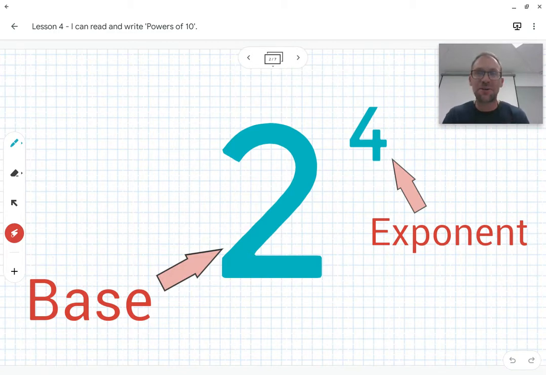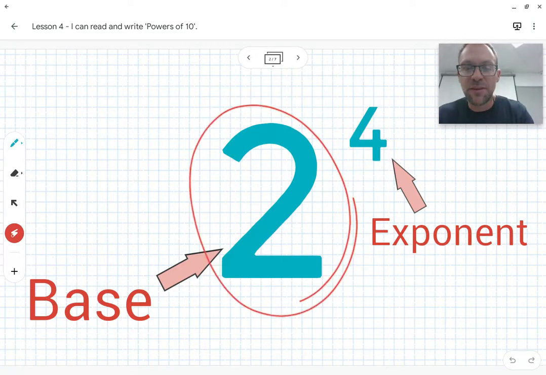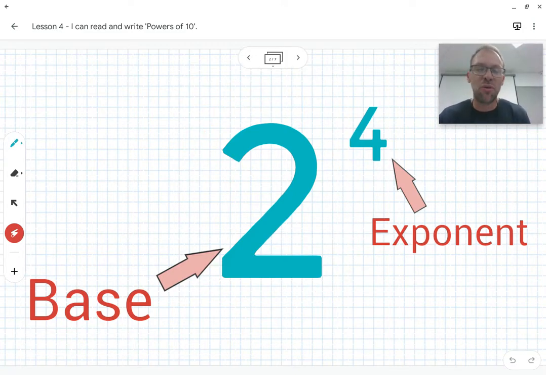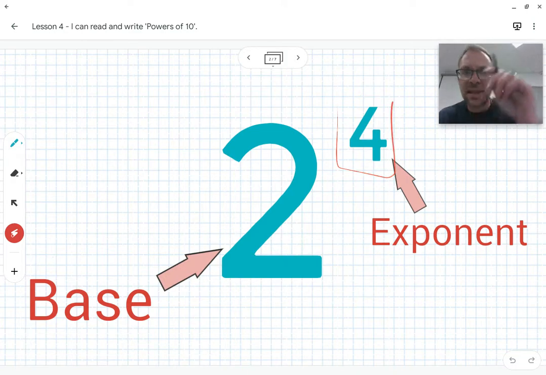And do you see them here? Right. So the first part of a number written in exponential notation is the big number. This number is really big to make a point, but normally it's just written in regular size writing. And we call that the base. This is the base number. The exponent is the little tiny number written in the top right corner.